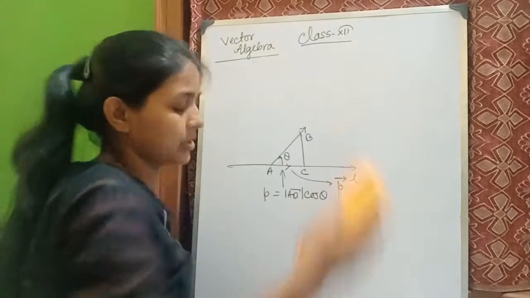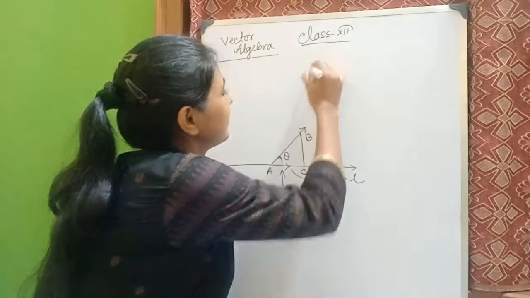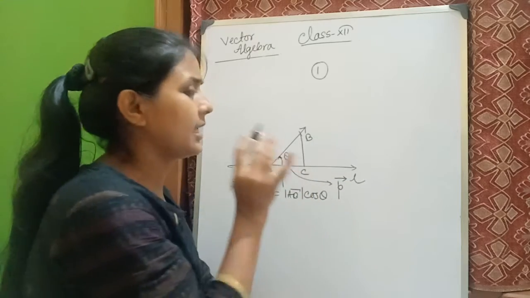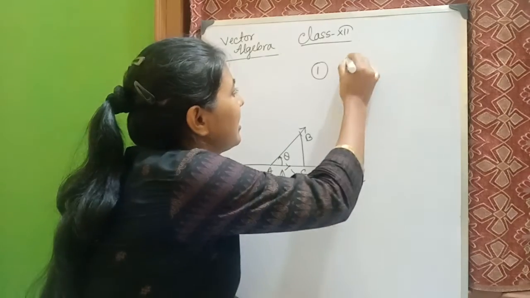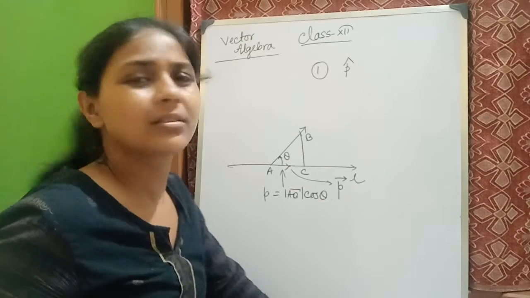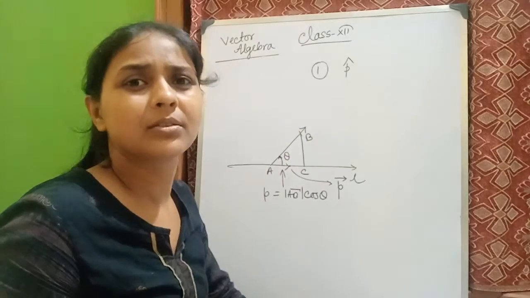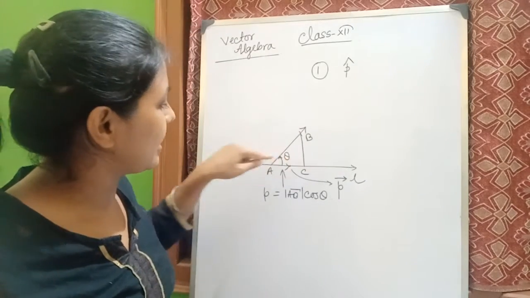There are some observations. Number one, P is a vector, which means that along this side there is a unit vector. Let it be P cap. Now this side's unit vector is P cap.